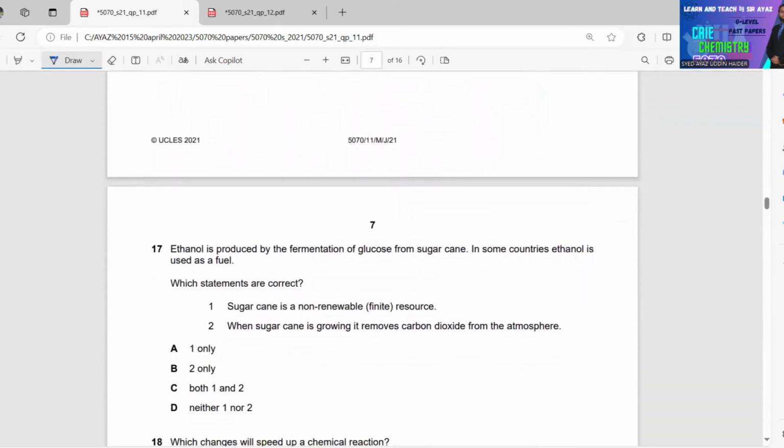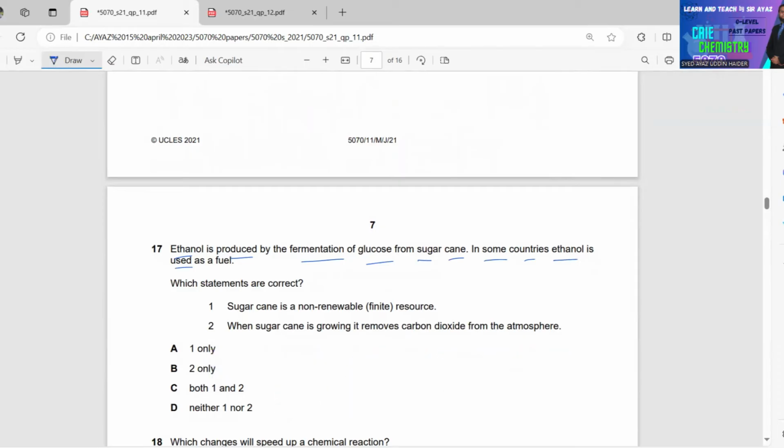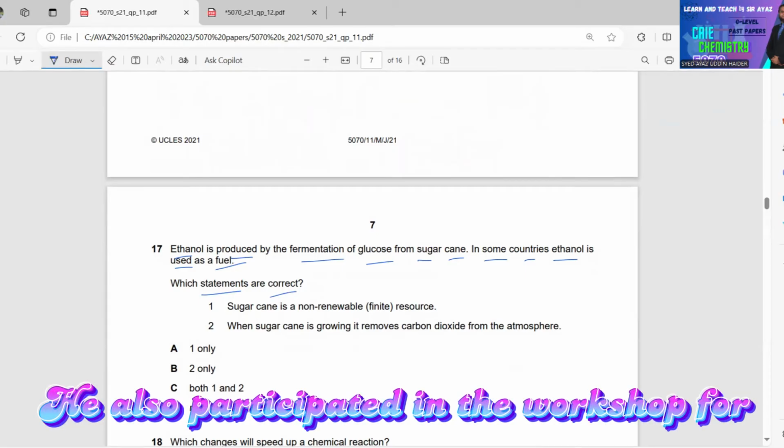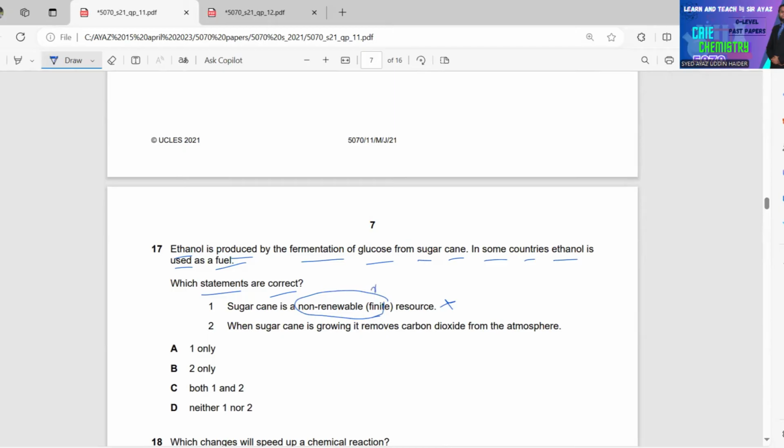Number 17, ethanol is produced by the fermentation of glucose from sugarcane. In some countries, ethanol is used as a fuel. Which statements are correct? Number 1, sugarcane is a non-renewable finite resource. This is incorrect. The reason is that sugarcane is a renewable source.